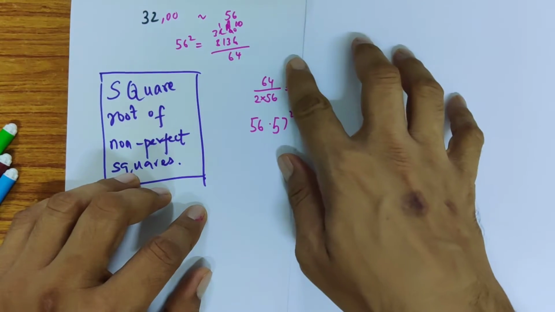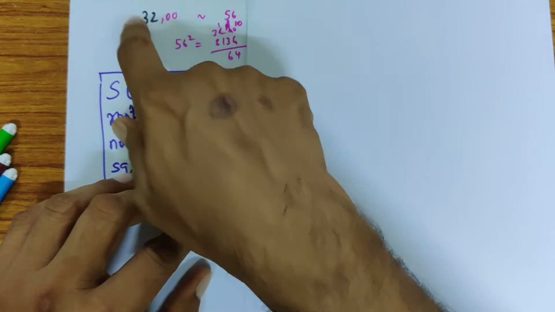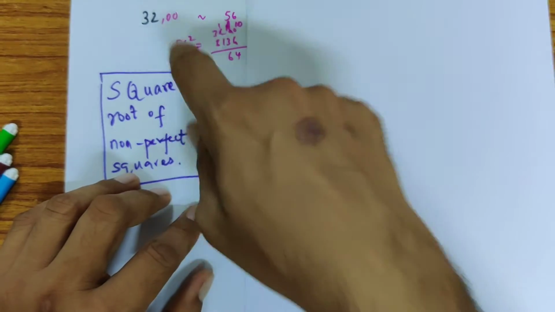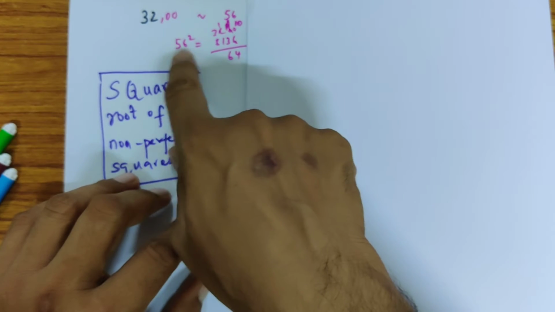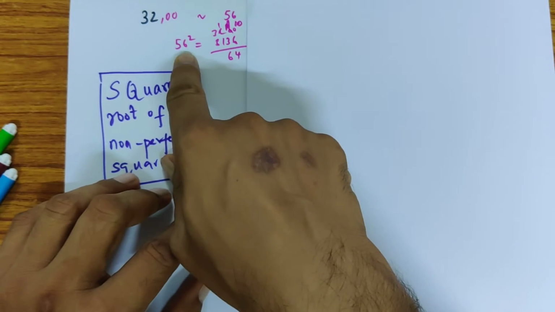We had done a number close enough to it last time, and we know that this is close to 56 squared. You can do 56 squared, 57 squared, and find out it's in between those two. That we'll look at later. Right now, let's say you want to know the closest square for it.